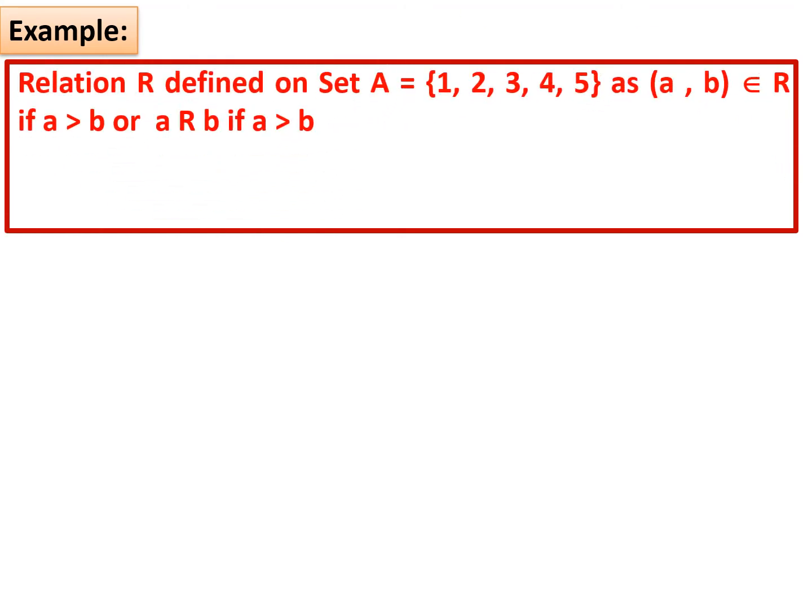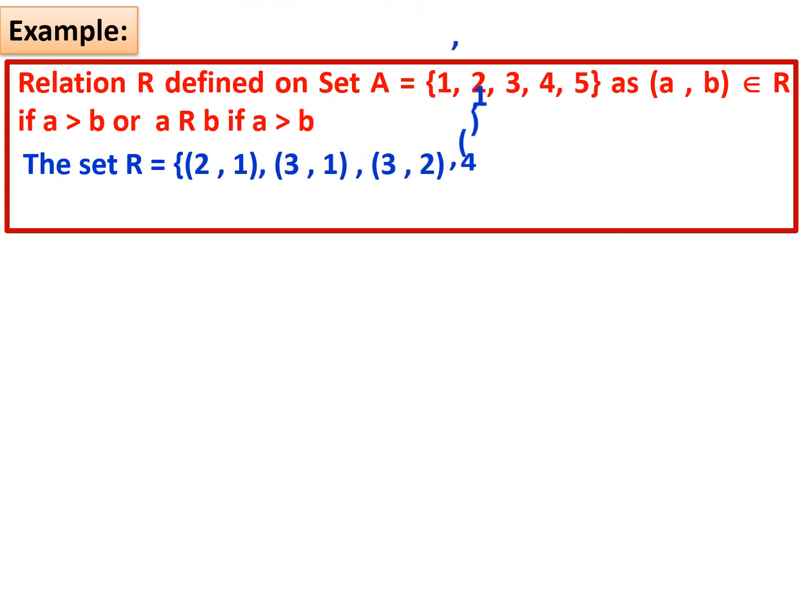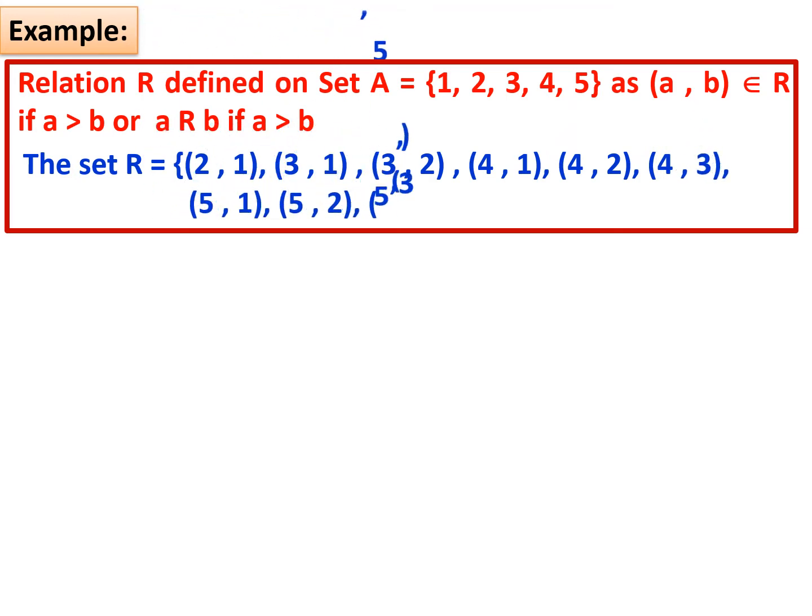Set A containing only 5 elements, and A comma B will be a relation if A is greater than B. We have to select those elements of A and B such that the first element is greater than the second element. Now you can understand what will be the sets. When it starts with 2: (2,1), (3,1), (3,2), (4,1), (4,2), (4,3), (5,1), (5,2), (5,3), (5,4).